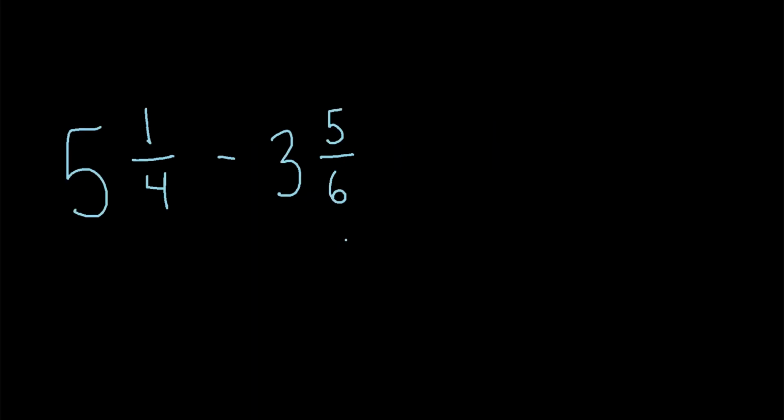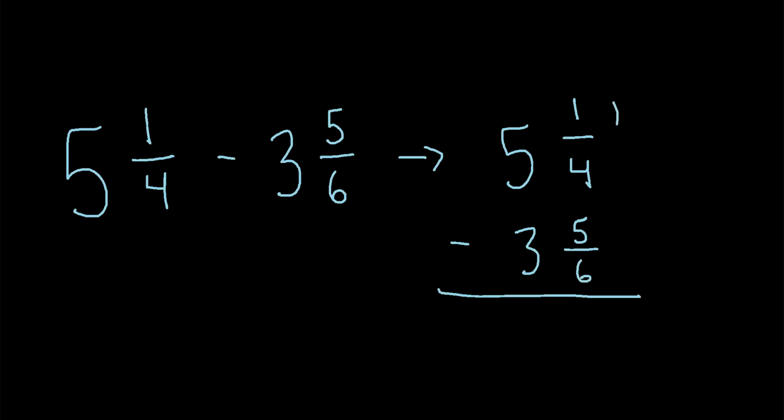All right, let's try one more example. Let's say we have 5 and 1/4 minus 3 and 5/6. How can we perform this subtraction? Well, let's start by rewriting it, stacking these two mixed numbers on top of each other. So we'll say 5 and 1/4 minus 3 and 5/6. So now we start by saying, what is 1/4 minus 5/6? Well, notice they don't have the same denominator. So here we have a denominator of 4, and here we have a denominator of 6. So we need to find a common denominator between these two numbers to make the subtraction easier.